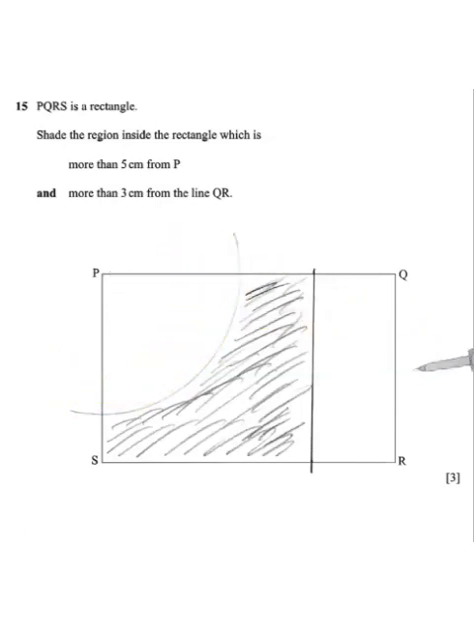So this means that all of this in this side of the arc is all included. So we look at the next part, and more than 3 centimeters from line QR. Because it's a line, we can just use a ruler and measure 3 centimeters from Q here and mark it. Then we can measure 3 centimeters from R, mark it there, and then just draw a straight line. So when it says more than 3 centimeters, it's everything on the left-hand side of this straight line. So when we shade in, it's in between this arc and the straight line.